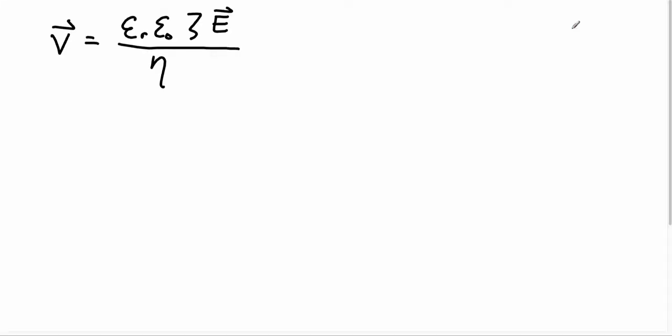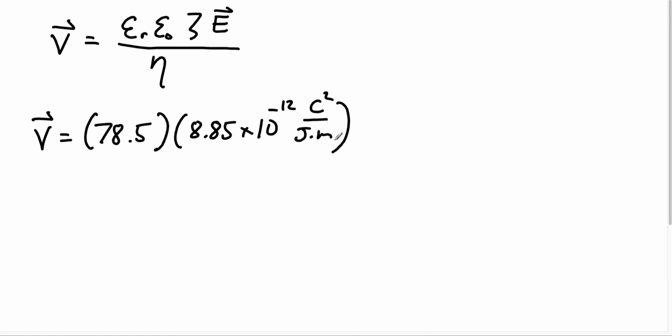So now we're ready to plug everything into the Smoluchowski equation. So we've got the dielectric constant of our solvent, the permittivity of free space, our zeta potential of our particles, whatever the E field strength is. For water at room temperature, we have a dielectric constant of 78.5. The permittivity of free space is 8.85 × 10⁻¹² coulombs squared per joule meter. And our zeta potential was 10 millivolts. Our E field strength was 1,000 volts per meter.